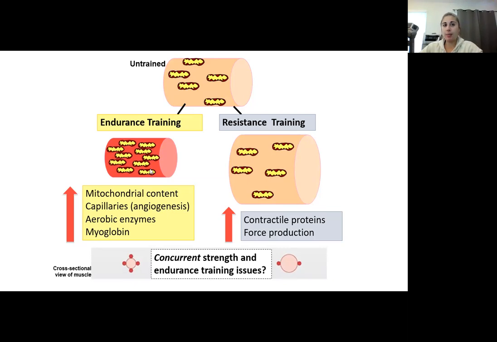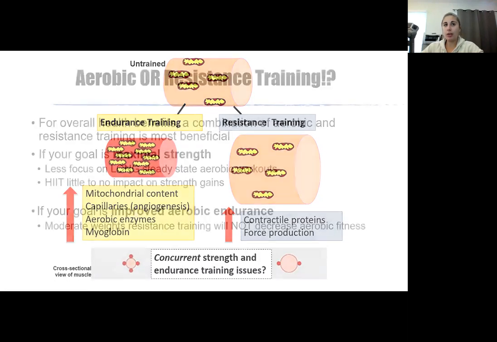And with endurance training in the muscle, we're going to have more mitochondria, and more capillaries surrounding that muscle so we can get better oxygen delivery. We have more enzymes to help with ATP production, and more myoglobin, which helps with oxygen delivery to the mitochondria inside the muscle. And as we know, if I did resistance training in combination with endurance training, the resistance training will not help to improve my VO2 max, okay? So that's your summary of the two different adaptations between aerobic and resistance training.